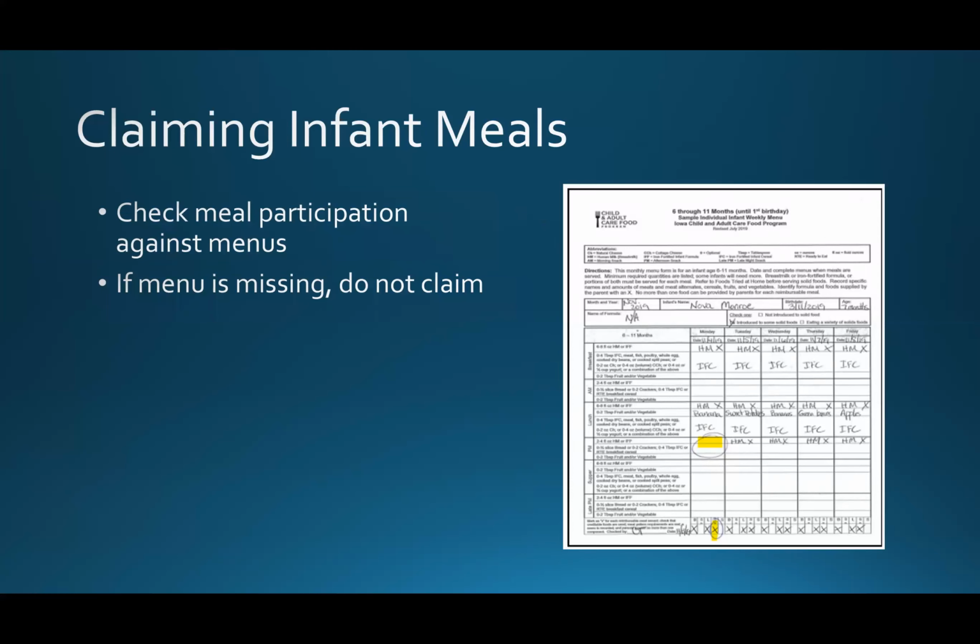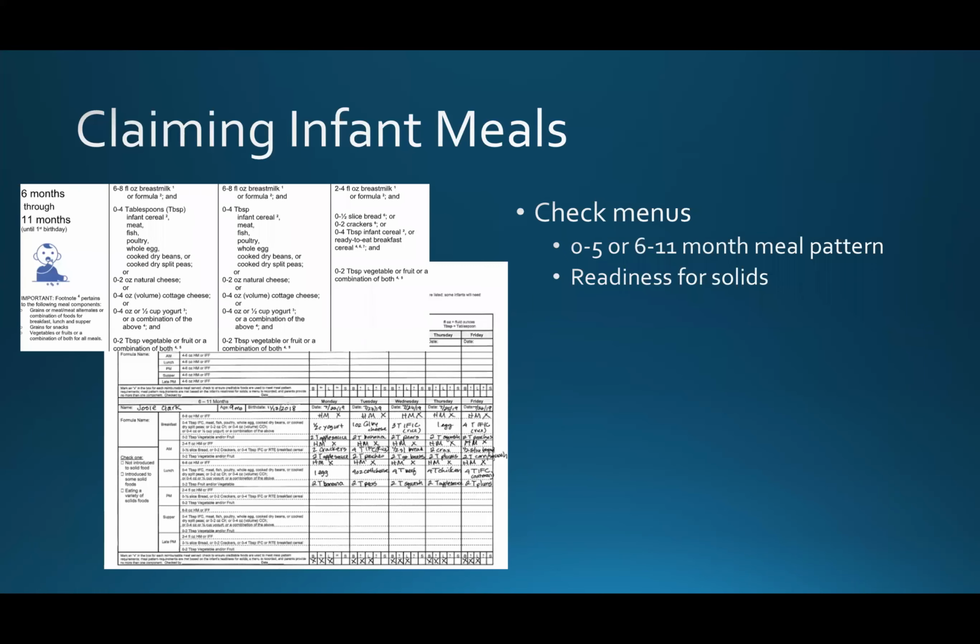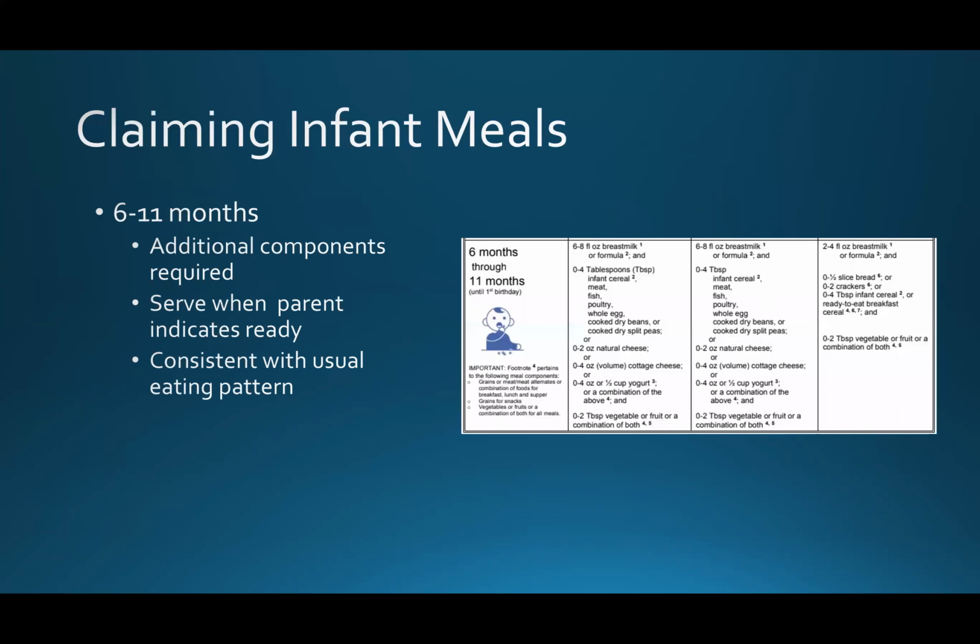Next, meal participation records must be checked against menus. Meals must not be claimed if the menu for that meal is missing. Menus must also be checked to ensure meal pattern requirements have been met based on infant's age and readiness for solids. The meal pattern for infants 6 through 11 months old includes components in addition to breast milk or formula.